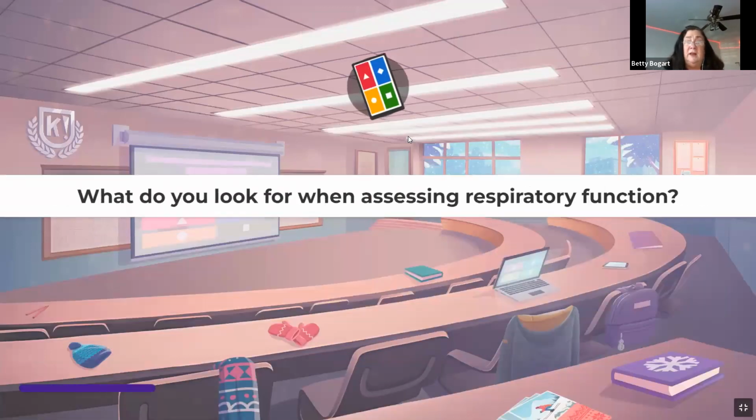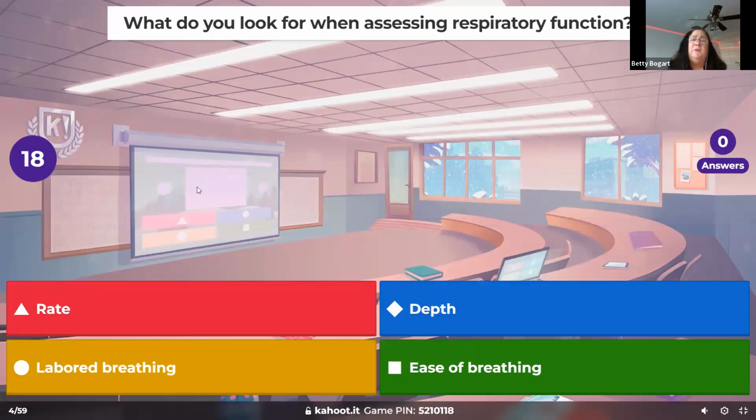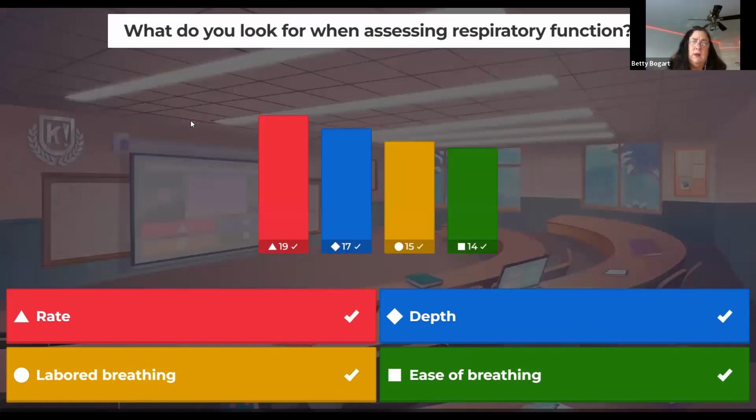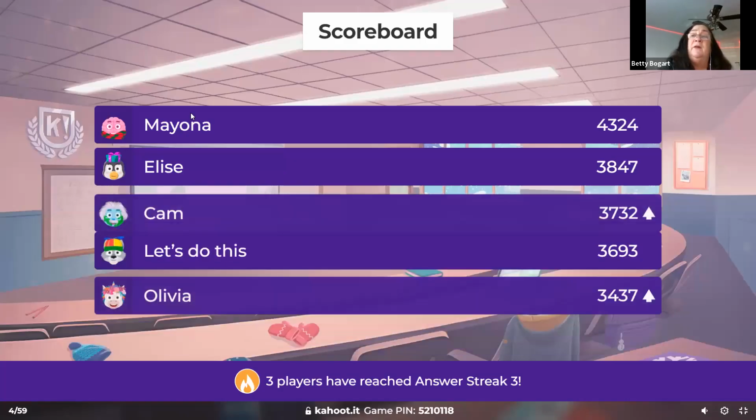A multi-select, there's a lot of those today. What do you look for when assessing a respiratory function? Well, we want to know how fast, how deep, if they're labored, if it's easy in breathing, and all of these things can give you the clues of what you really need to do for that child.